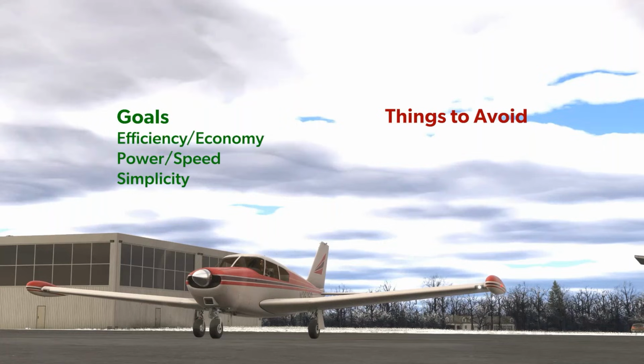On the goals side, these are all on a spectrum with trade-offs relative to each other. These are all a compromise. You can't really have all these at once. But you might be going for efficiency or economy, and that'll be at the expense of speed. For example, if you want to get somewhere fast, of course, you're going to burn more fuel doing it. A third goal that sometimes gets overlooked here is simplicity.